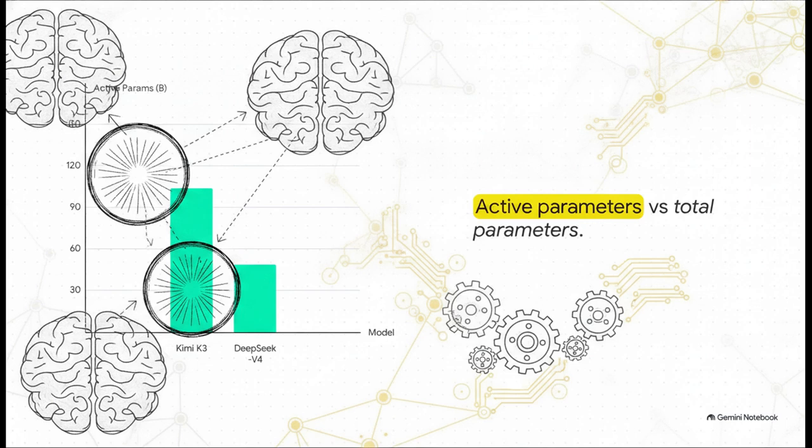DeepSeek V4 Pro is super similar, 1.6 trillion total parameters, but only 49 billion are active. By separating the model out into these experts, AI developers can scale the brain up to trillions of parameters without needing the insane processing power required to run all of them simultaneously.